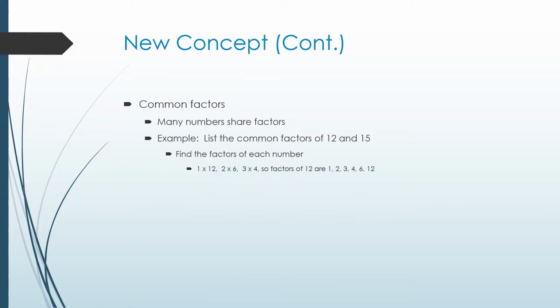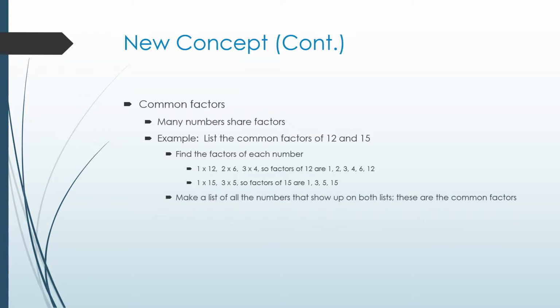So here I use that same method that I just showed you by listing multiplication problems. Factors of 12 are 1, 2, 3, 4, 6, 12. And the factors of 15 are 1, 3, 5, and 15. So our common factors are any that overlap on the two lists. And in this case, the only two common factors of 12 and 15 are 1 and 3. Those are the only numbers that are on both lists.